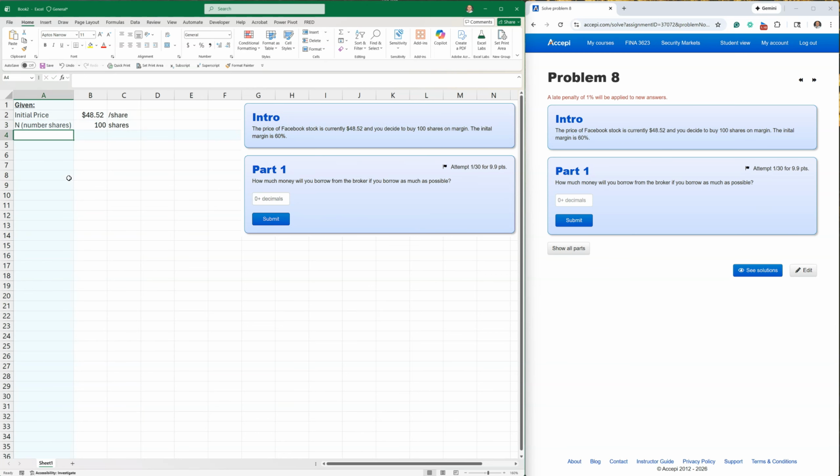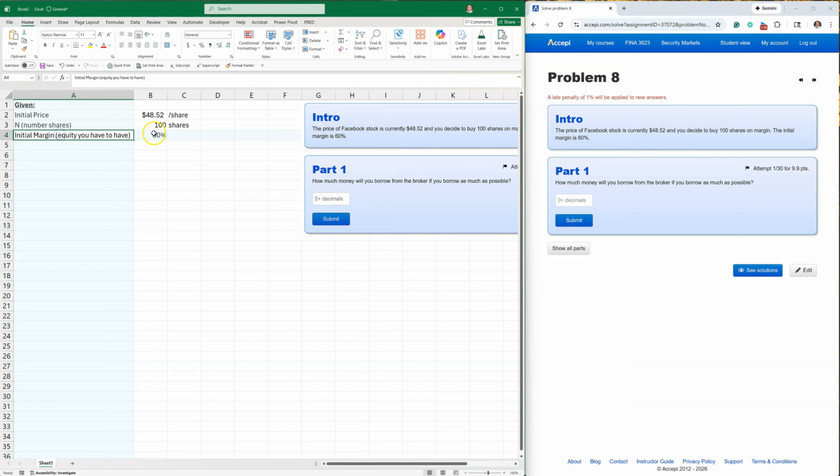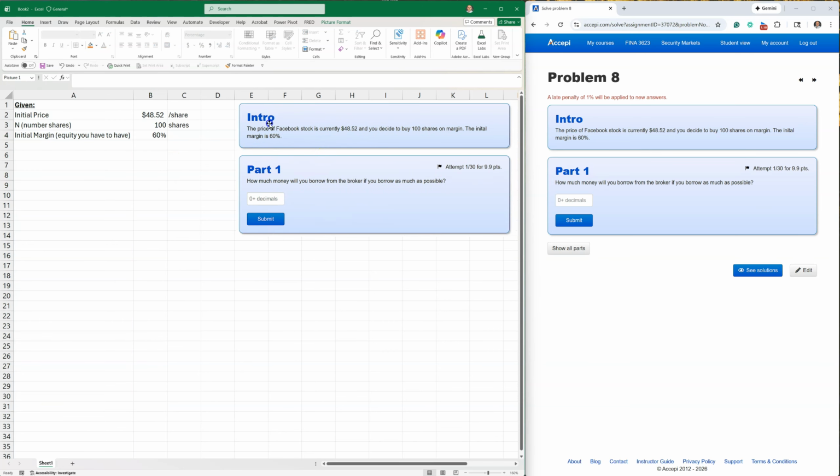And we're going to use an initial margin of 60%. Just so you know, when they talk about initial margin, it's a little bit confusing. It's the amount of equity you have to have. That's not the amount you're going to borrow. That's the amount of equity you have to have.